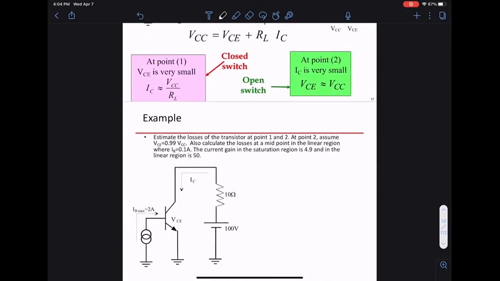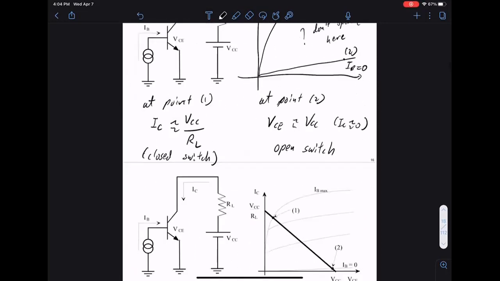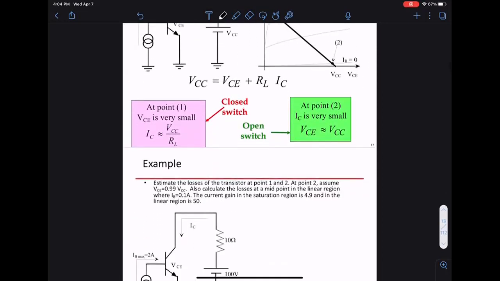Right, so let's do this example. Let's take this circuit as an example. We're saying we can either operate in the saturation region, point 1, or the cutoff region, point 2. So as a reminder, point 1.